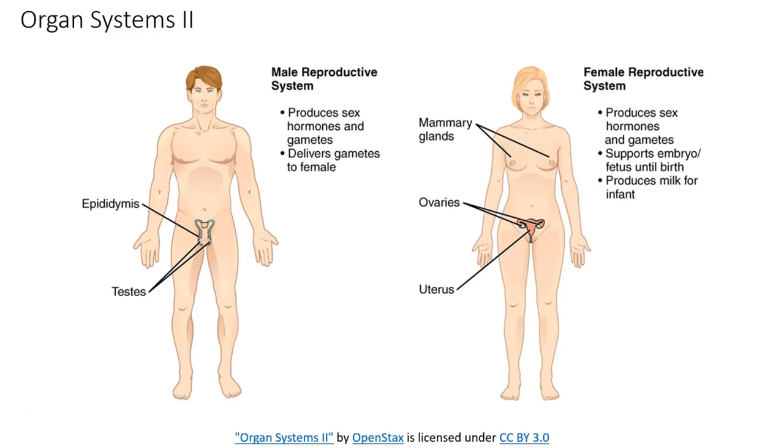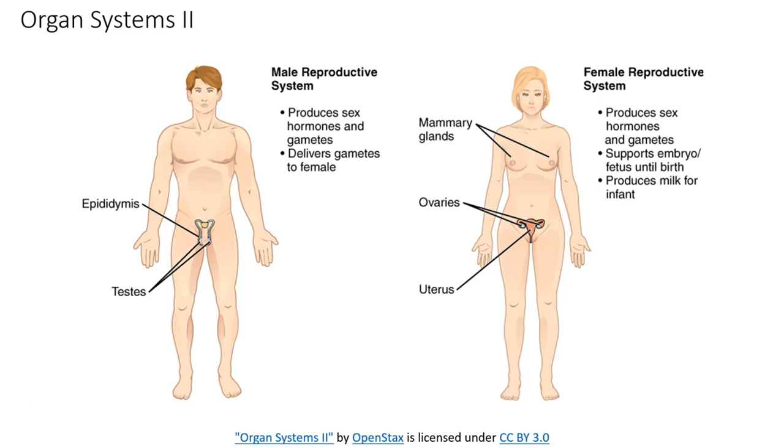So for both systems, regardless of chromosome makeup, the organs are going to produce the sex hormones as well as gametes, which are sperm and egg cells. Those are for reproduction. And then depending on the exact organs, so somebody who has an XY chromosome makeup, those structures are going to help deliver the gametes, in this case sperm cells, into the other reproductive system of the females or people with XX chromosomes.